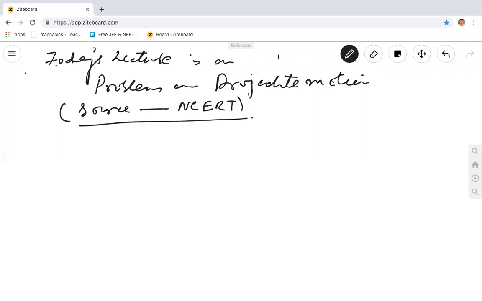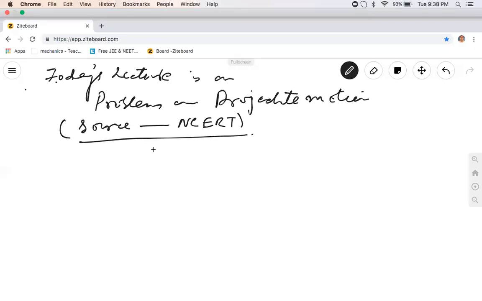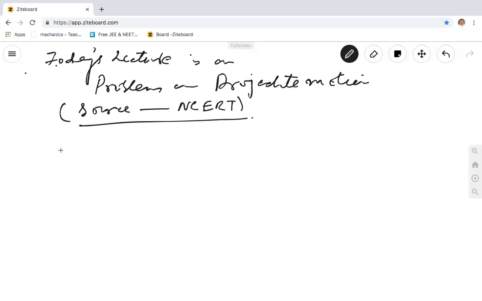I will refer you to the problem number also. Problem number, chapter 4 from NCERT book, and problem number 21. You can have a look at those problems from NCERT. It is chapter 4, and problem number 21. And the problem is like this, have a look.